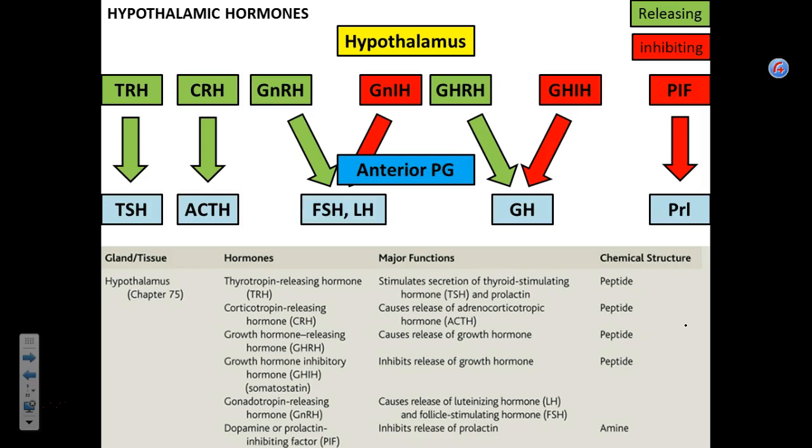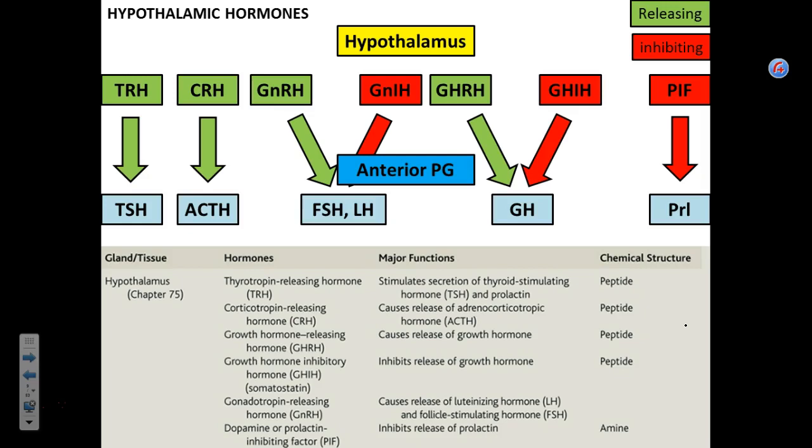That tiny little place right here, the tip of my pen, is hypothalamus. Right under the thalamus. That's the chief regulator of your endocrine system. It produces a bunch of regulatory hormones. Okay? I'm very proud of this flow chart. The releasing hormones are green, inhibiting hormones are red.